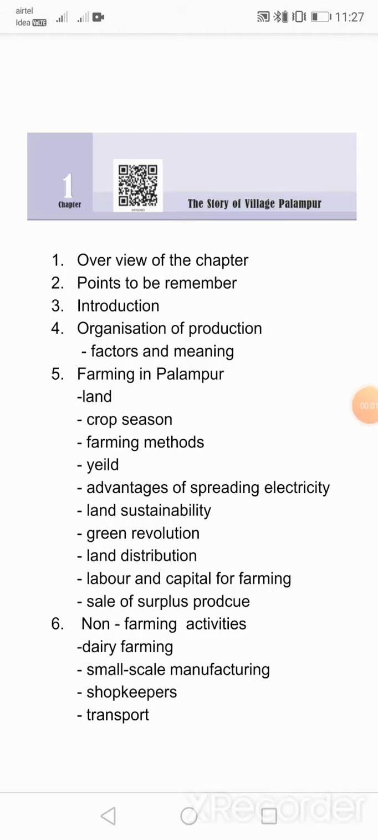Good morning, students. Today we are going to learn about Chapter 1 Economics, the story of village Palampur.